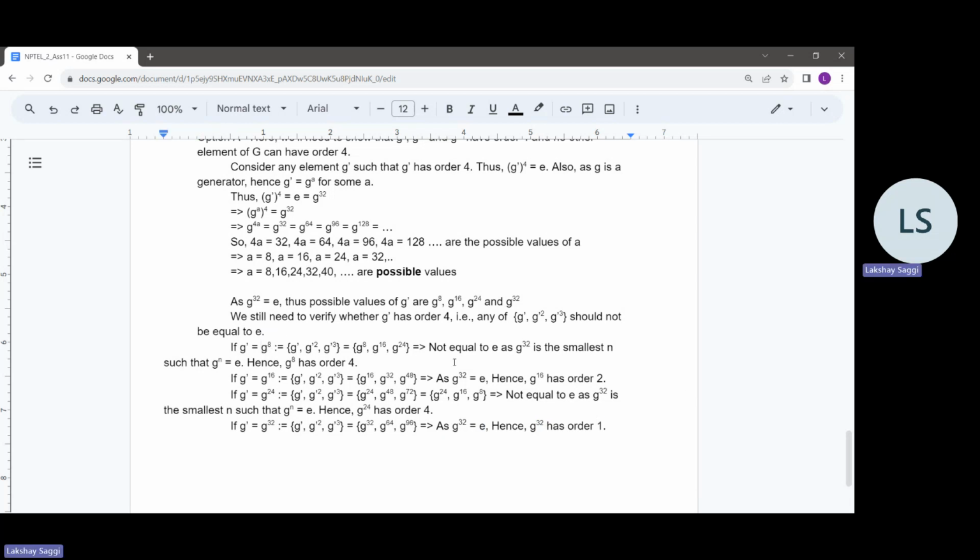So from this, what do we get? We get that only g to the power 8 and g to the power 24 had order 4. G to the power 16 and g to the power 32 did not. Similarly, g to the power 40 will essentially be g to the power 8, because we can take modulo 32. So what does this mean? This means that only g to the 8 and g to the 24 have order 4.